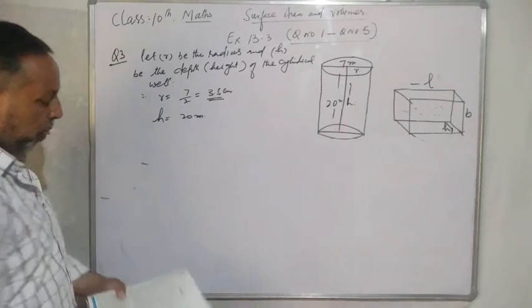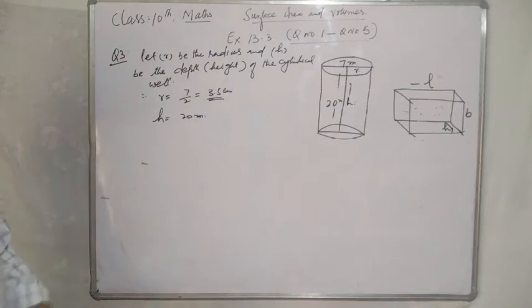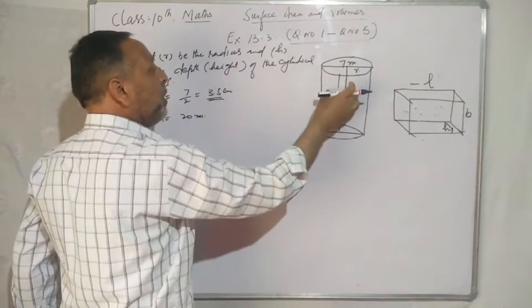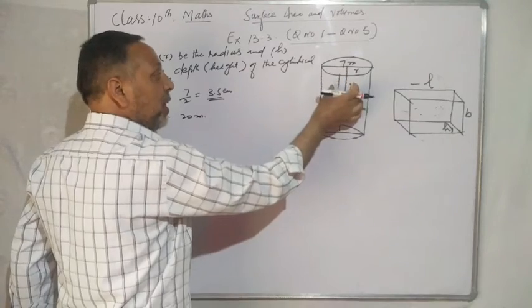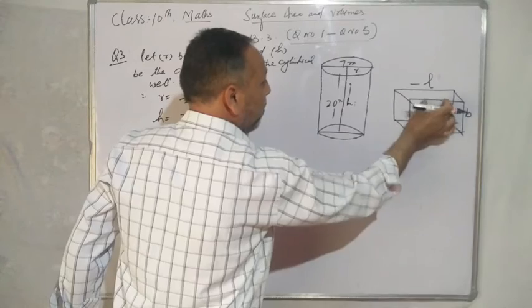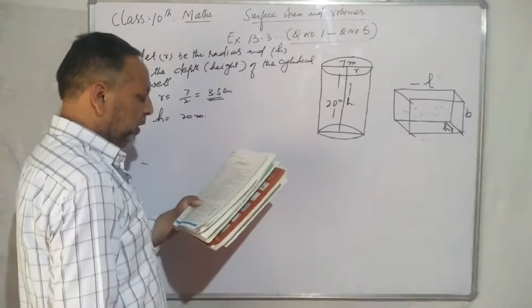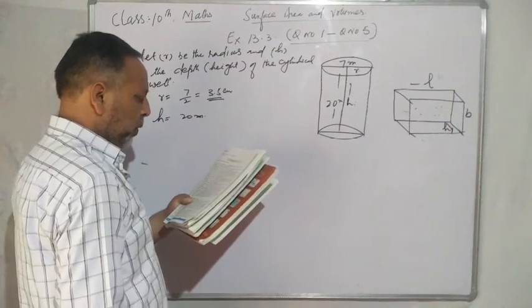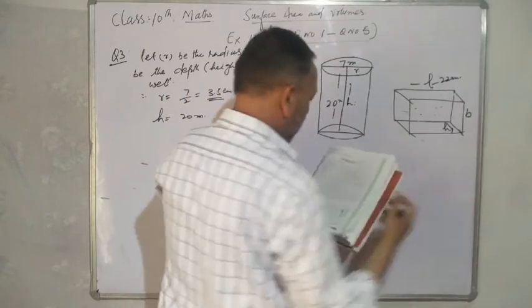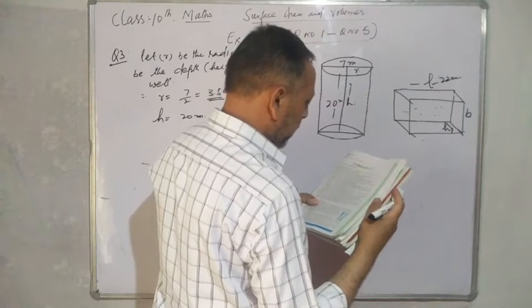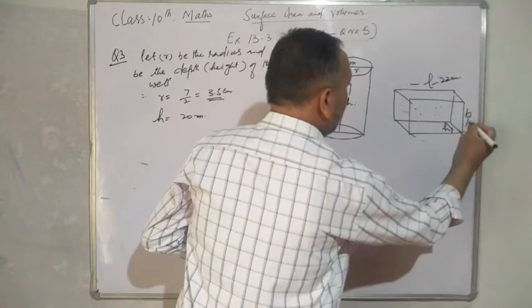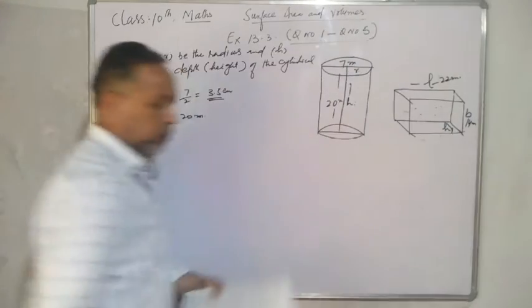Now, अब जब हमने इस कुएं को खोदा, यहां से जो मिट्टी निकली, तो वॉल्यूम ऑफ दैट अर्थ dug out from the well, it will be equal to volume of this cuboidal platform. The length of cuboidal platform is given to be 22 meter, and its breadth is 14 meter. Height we have to find out.